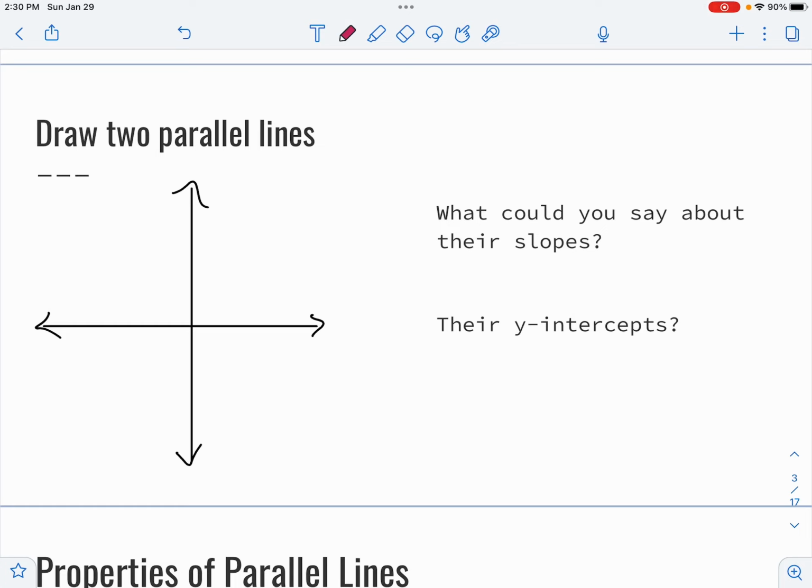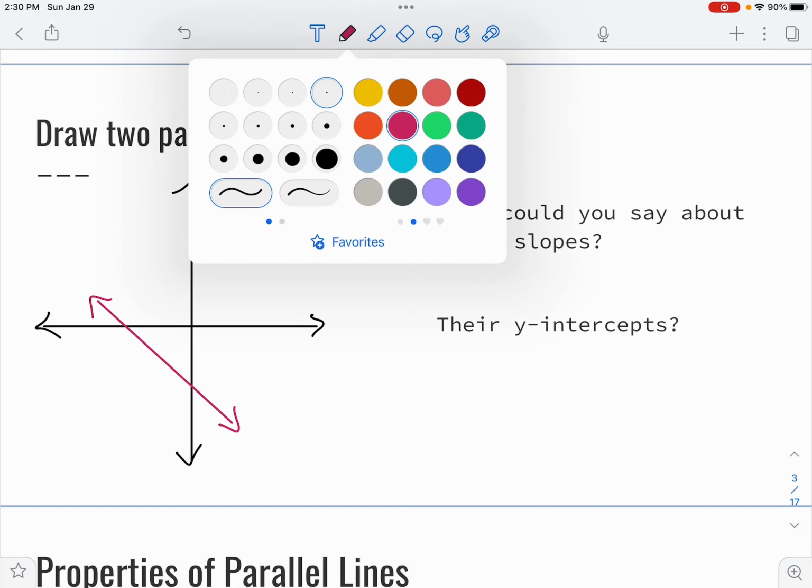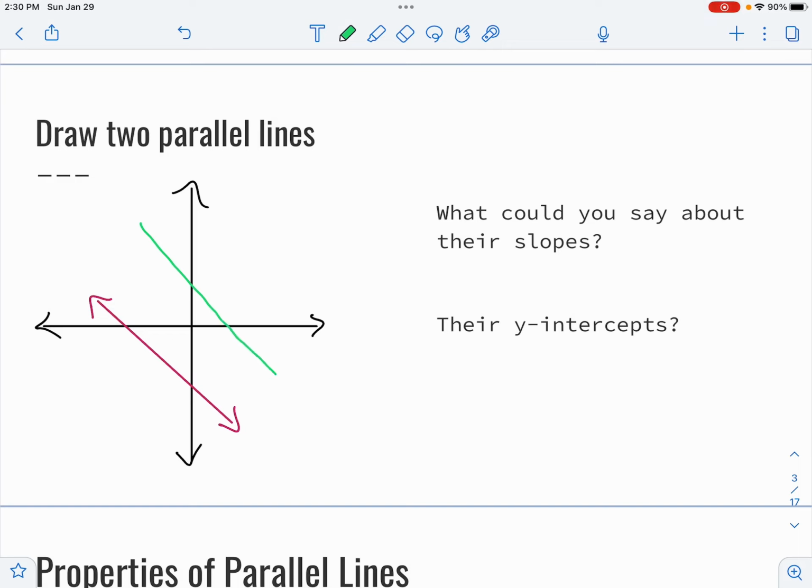If we were to draw two parallel lines, most of you might have an idea of what they would look like. I could have one right here. In your notebook, you can just draw an X and Y axis. You don't need to label it or anything. And another parallel line, do it in a different color. There we go. They look pretty parallel. So those are two parallel lines.